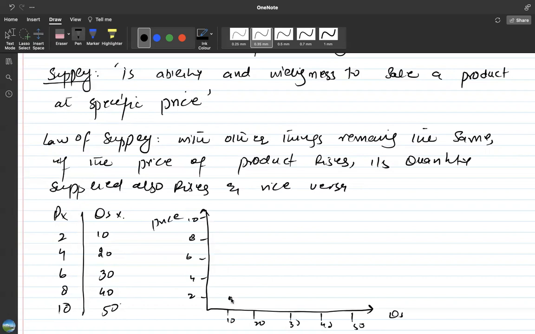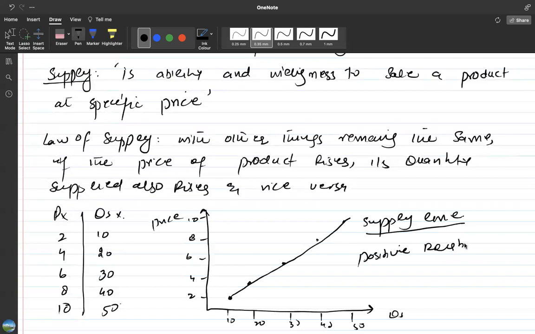When the price was 2, the quantity was 10. When the price was 4, the quantity was 20. When the price was 6, the quantity was 30. When the price was 8, quantity was 40, and then 50. So we can draw a line that is called the supply line. That supply line shows a positive relationship between price and supply.